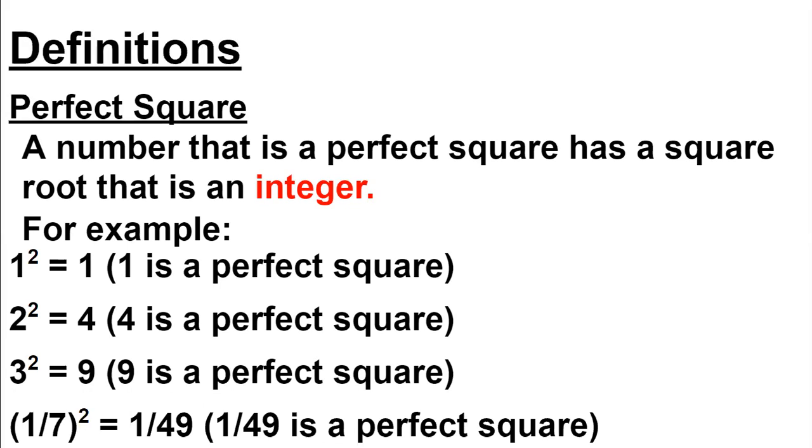You could continue on with that and get 4 squared equals 16. So 16 is a perfect square. 5 squared equals 25. So 25 is a perfect square. It would be a really good idea to memorize up through, I would say, 15 squared, so that you are familiar with which numbers are perfect squares. You can also have perfect squares that are fractions. For example, 1/7 squared is equal to 1/49. So 1/49 is also a perfect square.